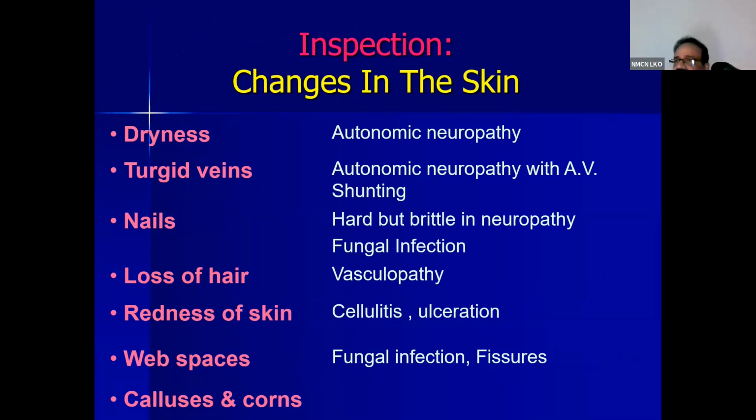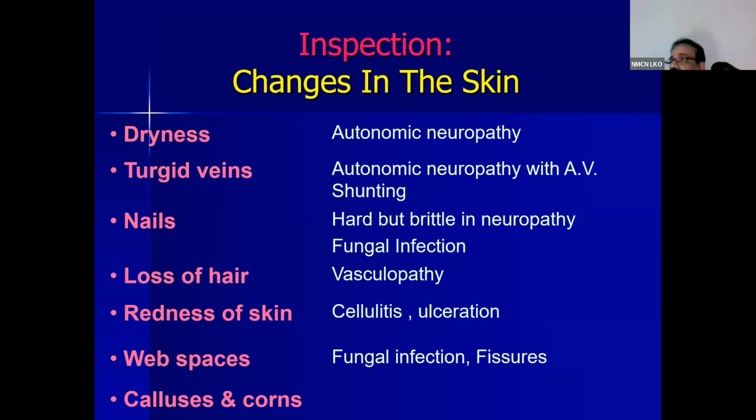But to start with, there is inspection first of all. In the different changes in the skin, which you can see, dryness and the turgid weight are the hallmark of autonomic neuropathy. Nails should be seen. They are usually hard but brittle in neuropathy, and you should see the fungal infection of the nails also. And if there is a loss of hair, that is the hallmark of vasculopathy. Then the redness of the skin shows that there is cellulitis, or ulceration can also be associated with it.